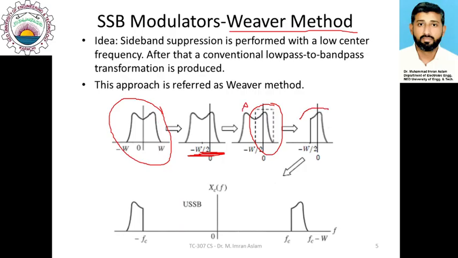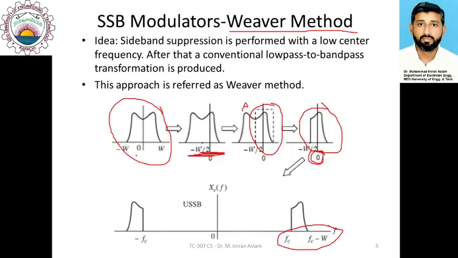You can see that after filtering you will be getting only one of the sidebands, but this signal is still at the low frequency, at zero frequency. After that we apply a frequency translation in order to take this spectrum to a relatively high frequency, which is C. So this is an example of two-stage filtering.